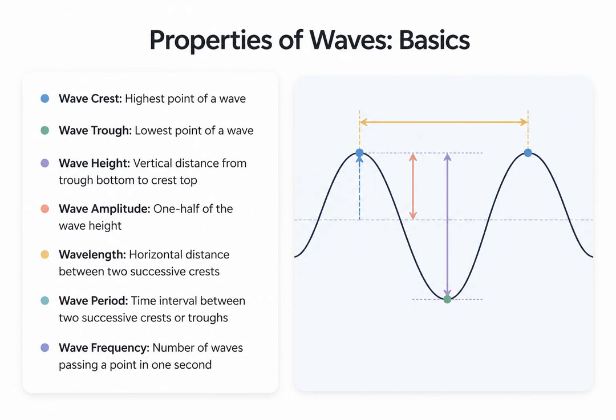To understand tsunamis better, we need to review the basic properties of waves. The highest point is the crest, and the lowest is the trough. Wave height is the total vertical distance between the trough and the crest, while the amplitude is exactly half of that height. Wavelength measures the horizontal distance between two consecutive crests. The wave period is the time it takes for two successive crests to pass a specific point, and frequency is how many waves pass that point in a single second.